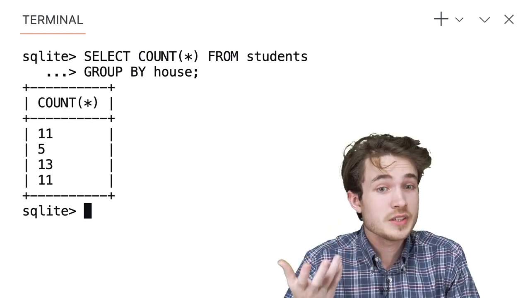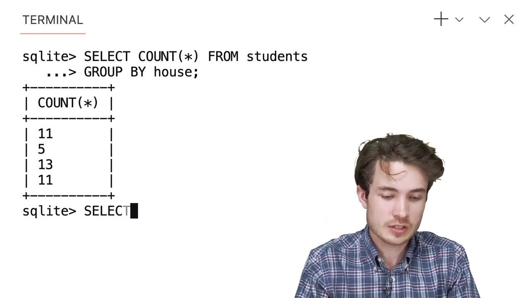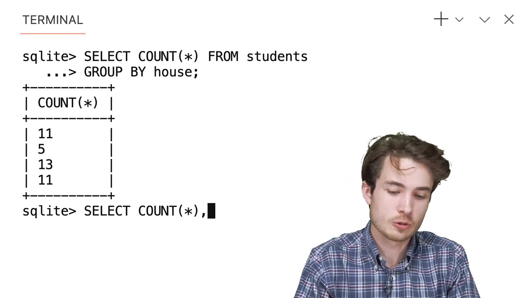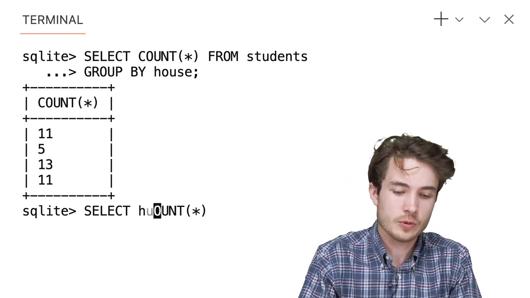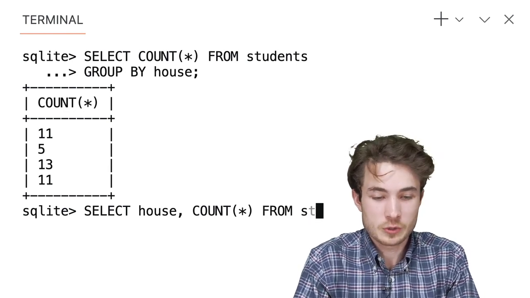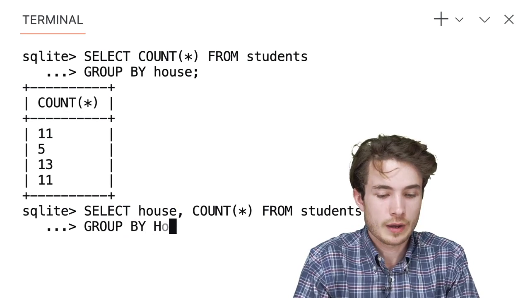So let's include the house name in our query. So let's not just select the count of everything. Let's select the house in our query too. Let's order it like this. Let's first select the house, and then select the count of everything from students, as long as we're grouping by house. I'll hit enter here.